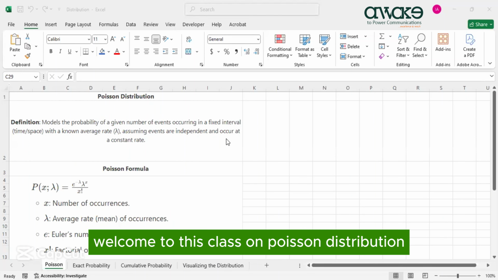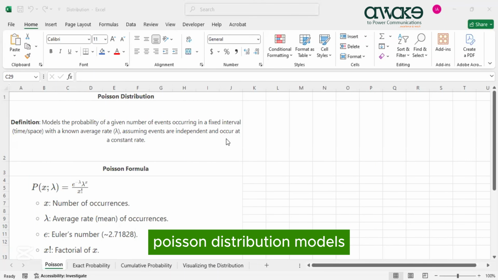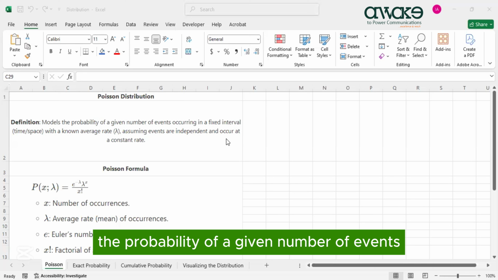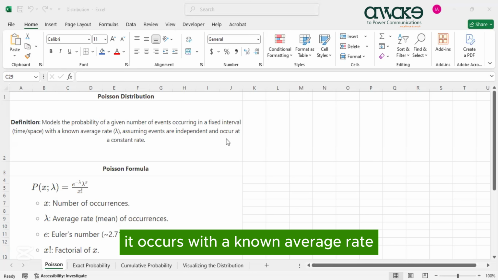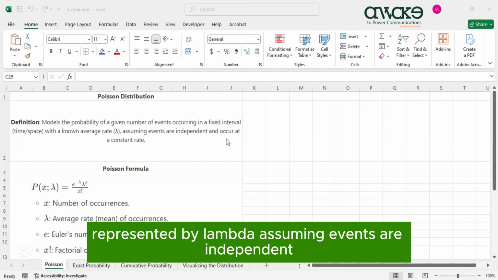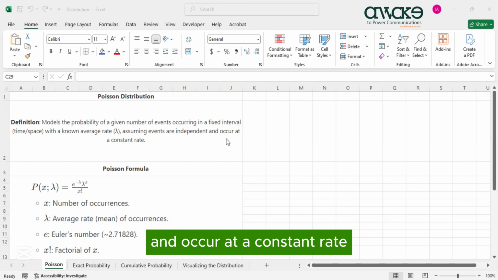Welcome to this class on Poisson distribution. Poisson distribution models the probability of a given number of events occurring in a fixed interval, whether it's time or space. It occurs with a known average rate represented by lambda, assuming events are independent and occur at a constant rate.